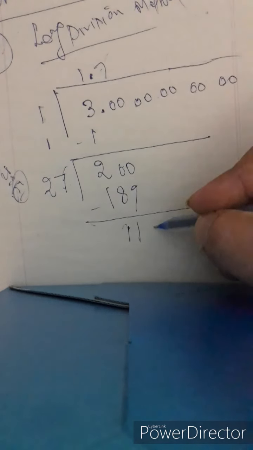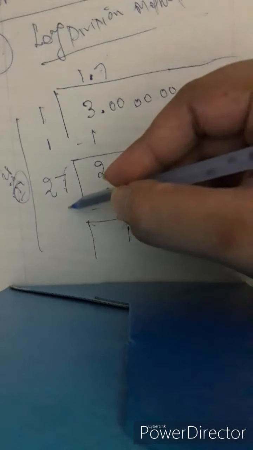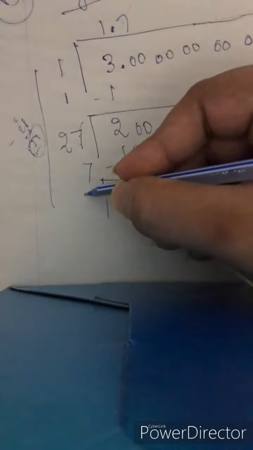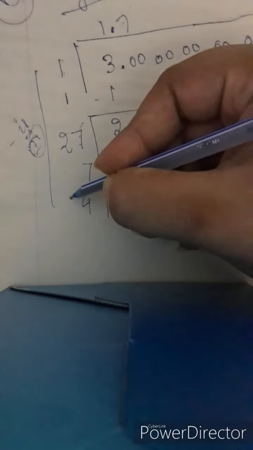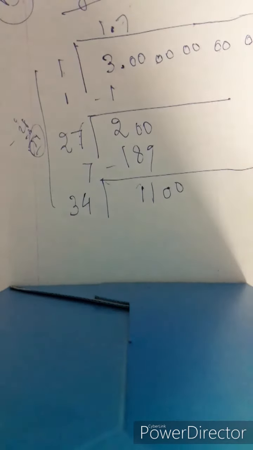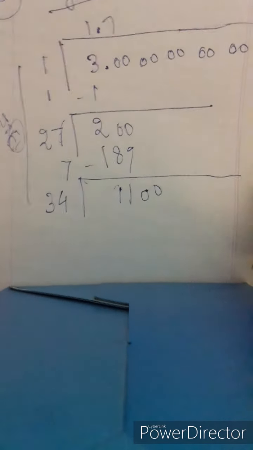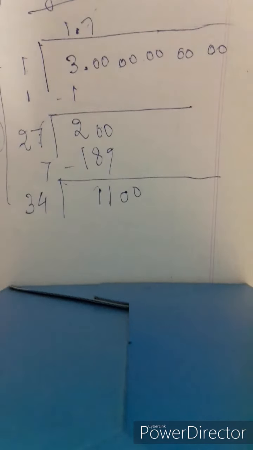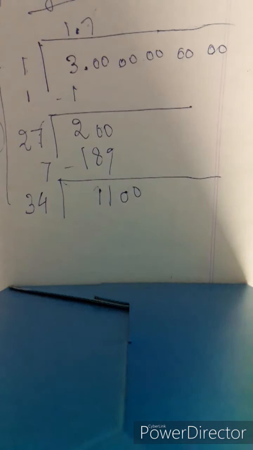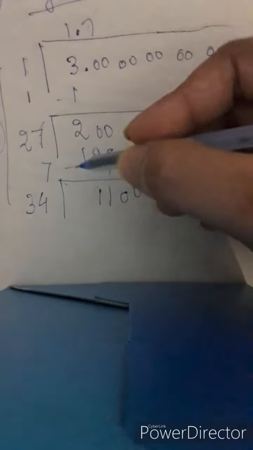Now bringing down this 00, and adding this 7 here, what do we get? 27 plus 7 becomes 34. I hope you are able to understand the long division method. I also hope that you are already familiar with this long division method. So 34 and 1100.